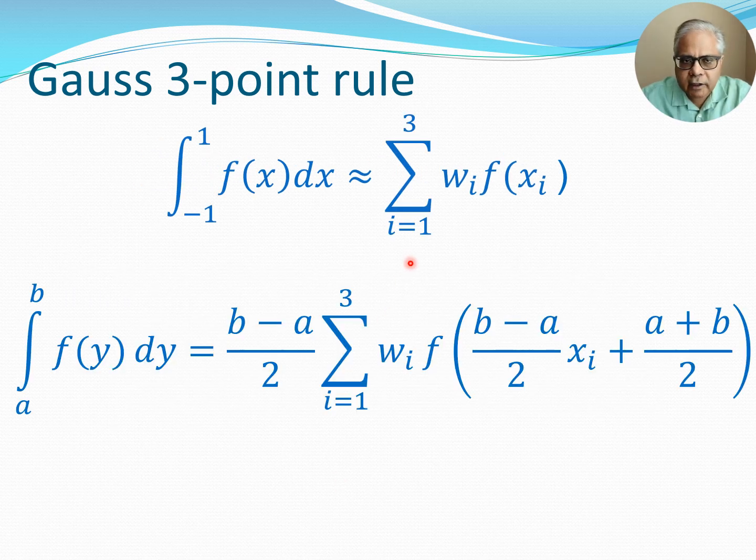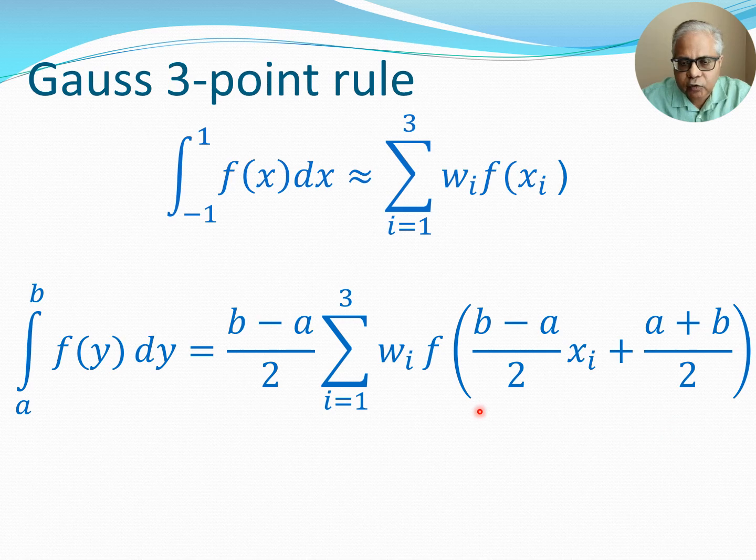Then we can express the Gauss 3-point rule as follows. I am going from i is 1 to 3. There are 3 weights, there are 3 points, and again we can write this in this form here. So if I have the integral a to b f(y) dy, I can write it as (b minus a) by 2 into this summation. This is a form for which I can write a computer code.